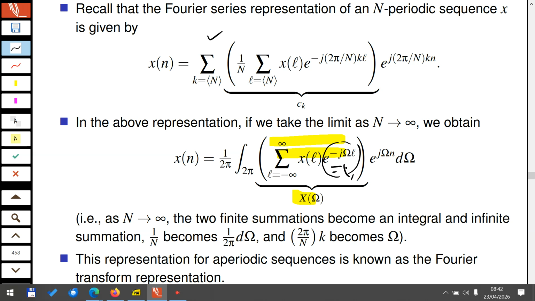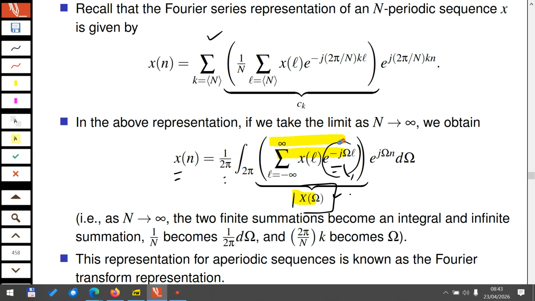And then when you sum it over all possible values, you get this discrete time Fourier transform. And the connection to the discrete time signal is through the inverse transform, and the inverse transform is in the form of an integral. Now you must be wondering, why do we have this integral when we are dealing with discrete time sequences?